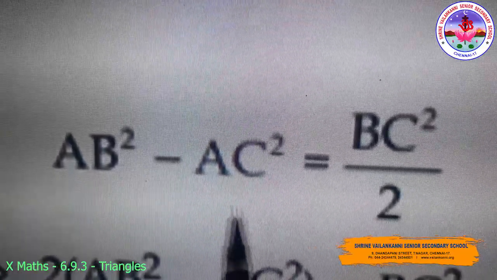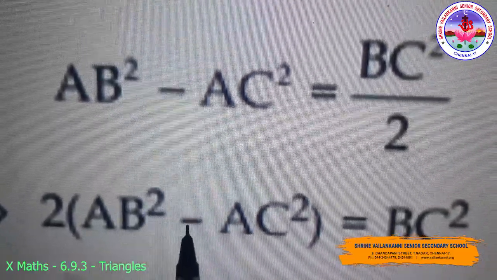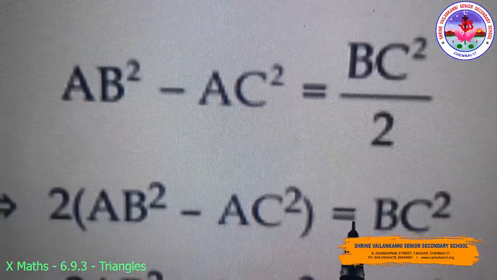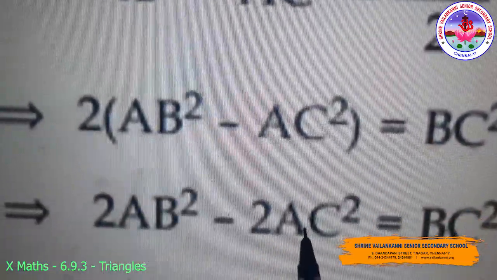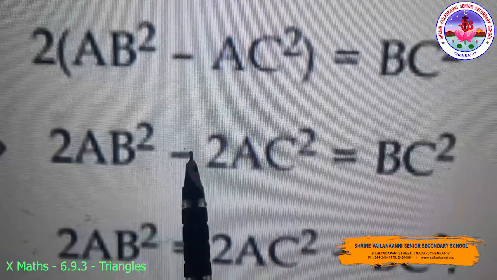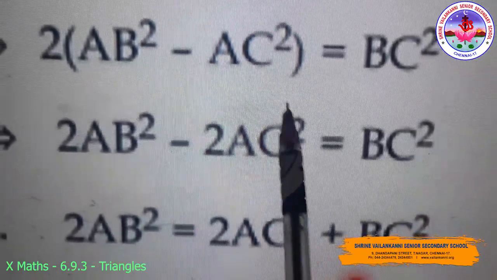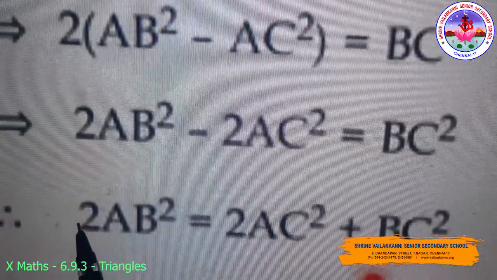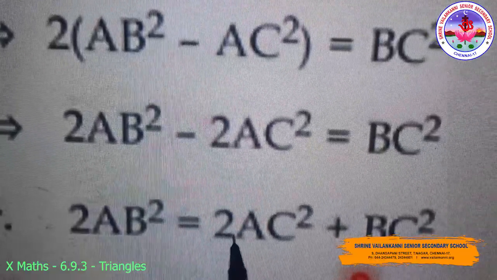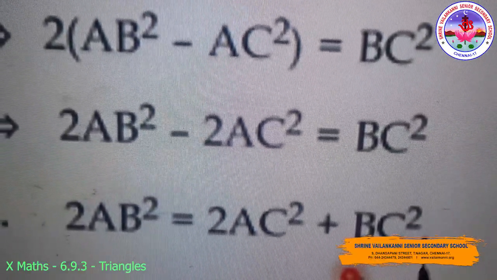So bringing this 2 to the other side, I will get 2 into AB square minus AC square is equal to BC square. So multiplying 2 inside the bracket, I will get 2AB squared minus 2AC squared is equal to BC squared. Taking this minus 2AC squared to the other side, I will get 2AB squared is equal to 2AC square plus BC squared, hence proved.